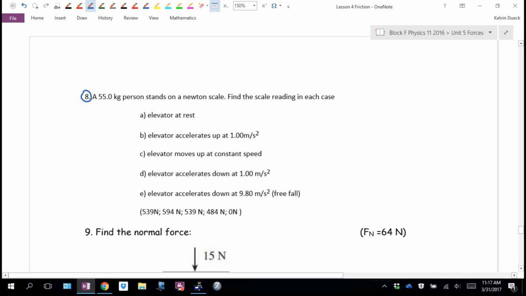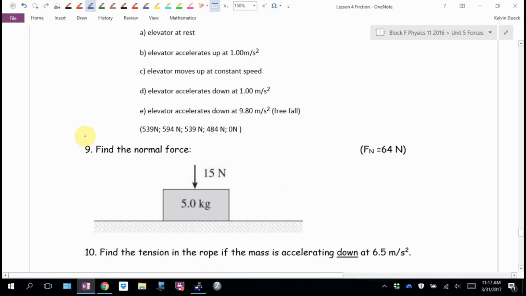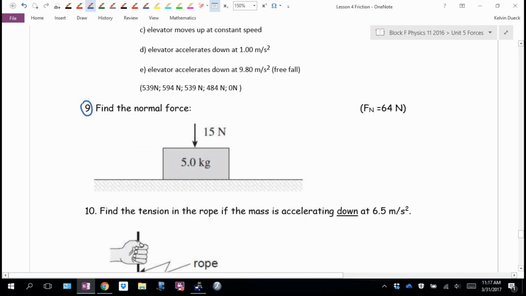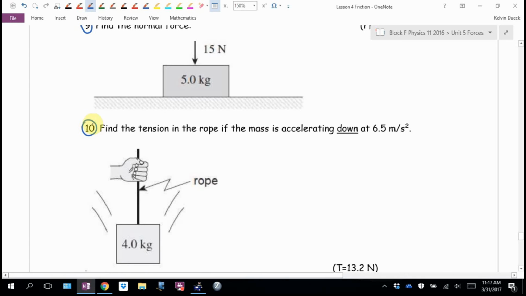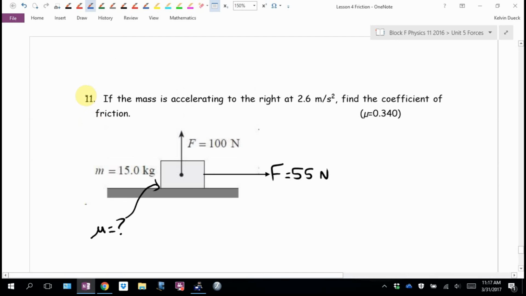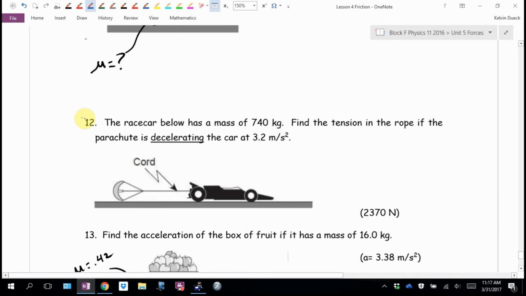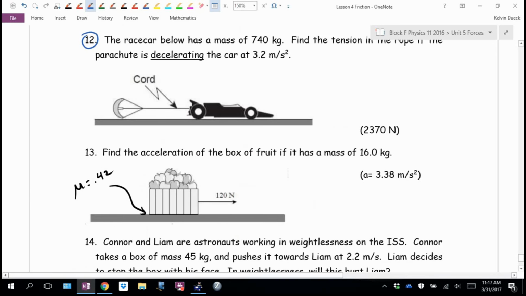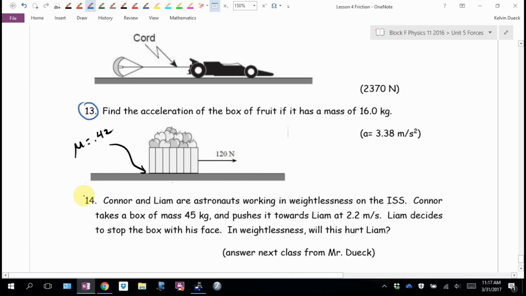8's an elevator question. We've done a bunch of those. We'll do a few more. 9 just says find the normal force. 10, here's a tension question. We did tension a couple lessons ago, just to jog your memory. 11 is asking, hey, what's mu? I don't know what's mu with you. 12 is asking you to find the tension in the rope for the parachute decelerating it. 13 says find the acceleration. And 14, you all get to be astronauts.